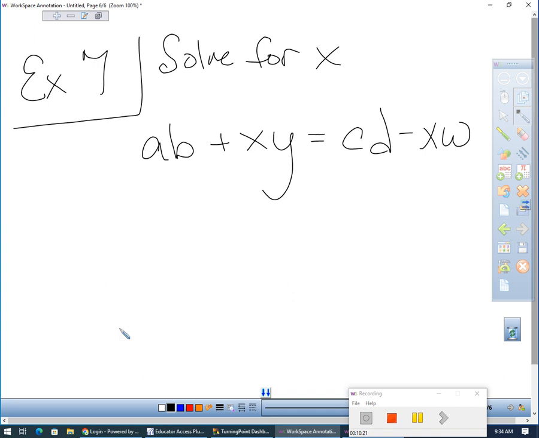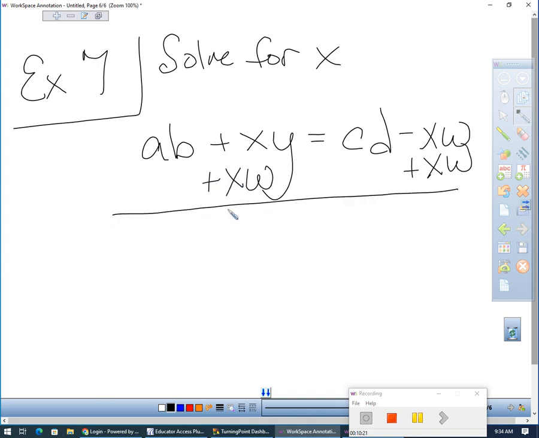Okay. This one's not as bad as you think it is. First of all, there's no parentheses, there's no fraction, there's no combining like terms, right? So we need to move the desired term with an x in it to the left. So I'm going to add xw from both sides. Because we need to get all of our x's on the left, right? So I have ab plus xy plus xw equals cd.